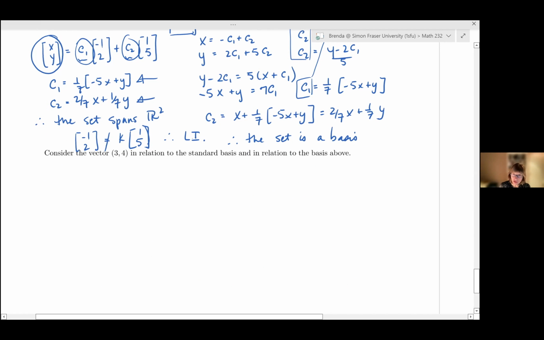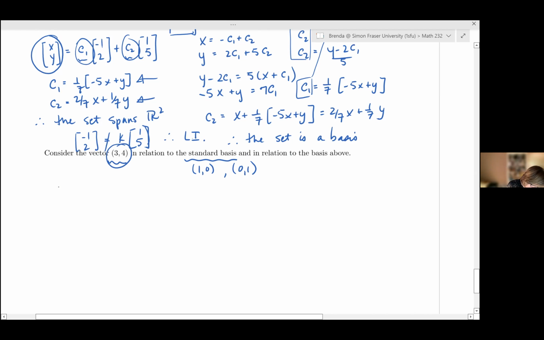Okay, next thing we're going to just note, and we're definitely coming back to this. This is going to have much more detail later in the course, but just to plant the seed and see what's happening here. Let's just take a look at the vector 3, 4 in relation to the standard basis and in relation to the basis above. What does that mean? Okay, so what is our standard basis? Our standard basis is 1, 0 and 0, 1. We're in R2, so we're dealing with a two-component vector.